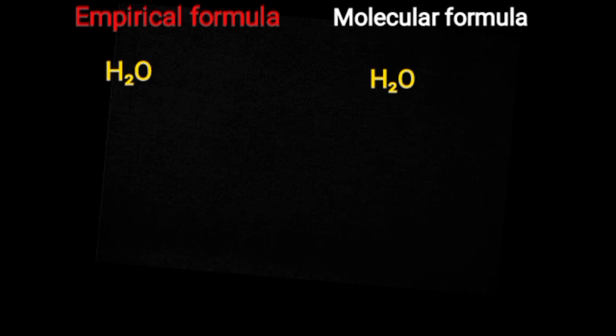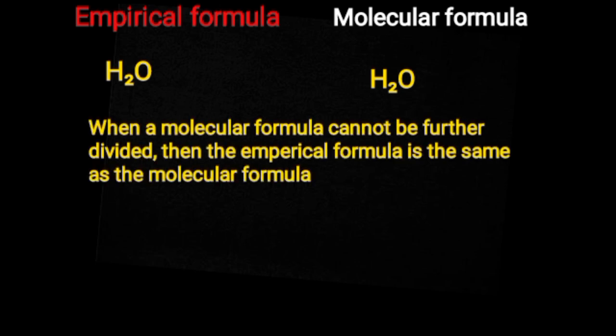As a general rule, whenever the subscripts of a molecular formula cannot be further divided, then that molecular formula will be the same as the empirical formula of that molecule. More examples of this are seen in carbon dioxide and methane.